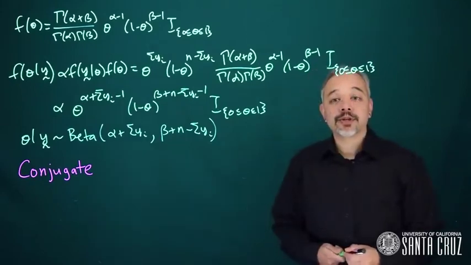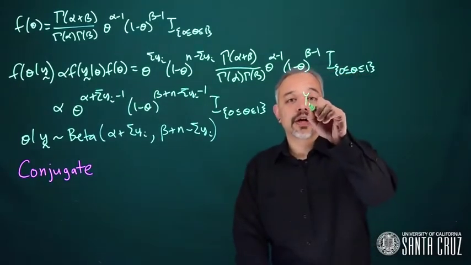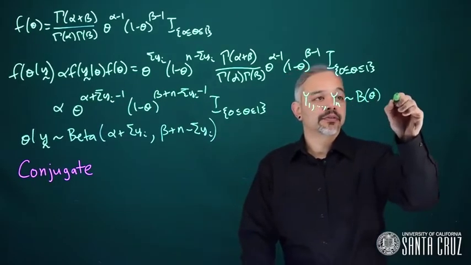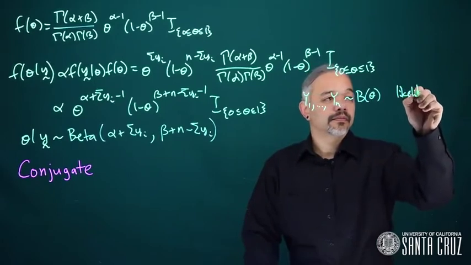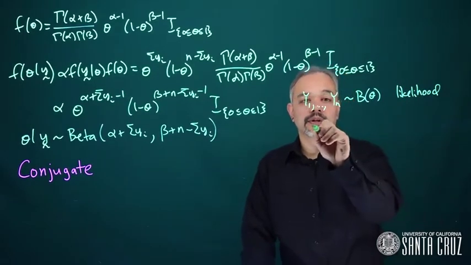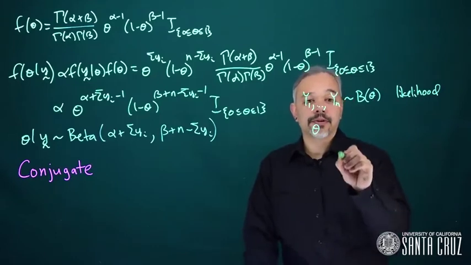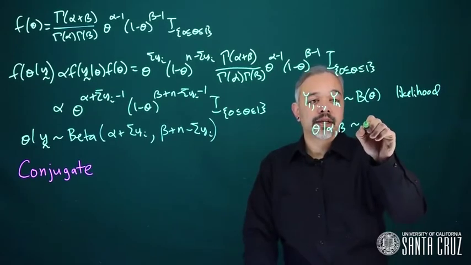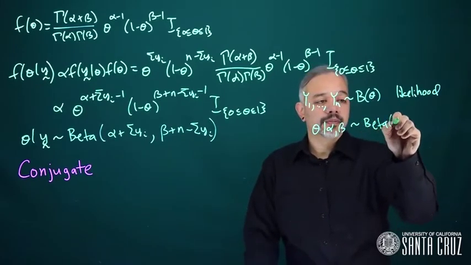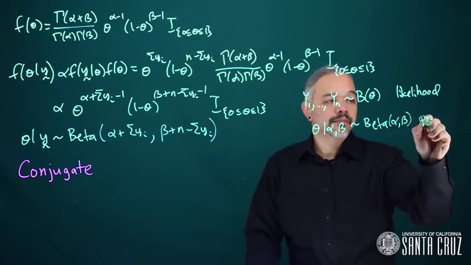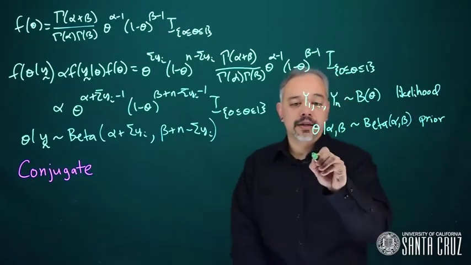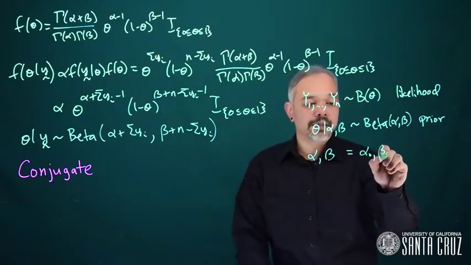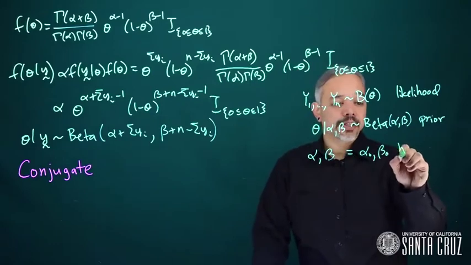We can represent this model as a hierarchy. The observations y1 through yn follow a Bernoulli likelihood. Theta is our primary parameter. It depends on alpha and beta, and we give theta a beta prior. Alpha and beta, we might give particular values, alpha naught and beta naught. We refer to alpha and beta as hyperparameters.